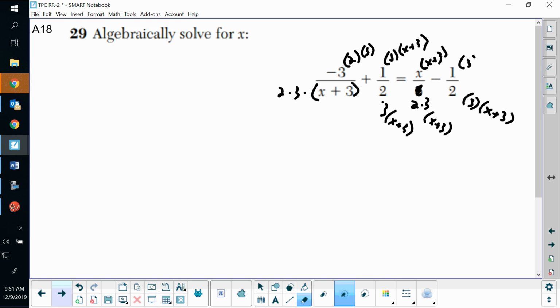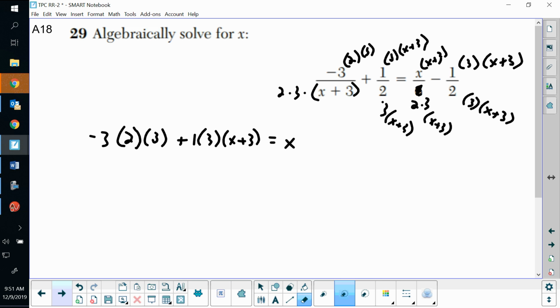And this one needed 3 and x plus 3. Okay, so it's kind of messy. There's a lot going on there. But once you have the common denominator in your equation, you can just write the numerators. So we have negative 3 times 2 times 3, plus 1 times 3 times x plus 3, equals x times x plus 3 minus 1 times 3 times x plus 3.